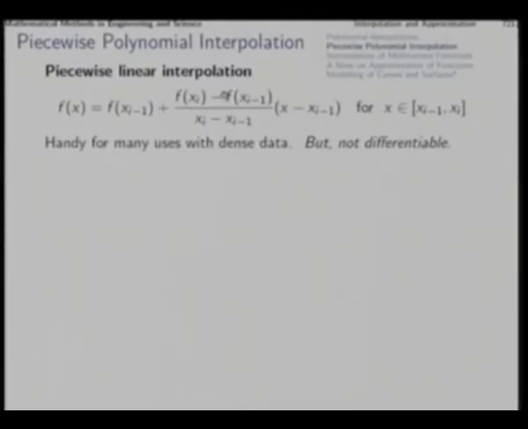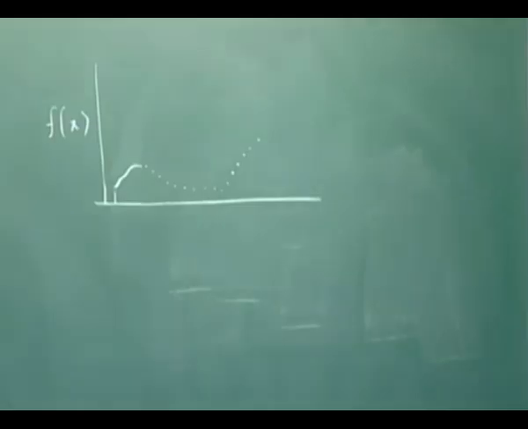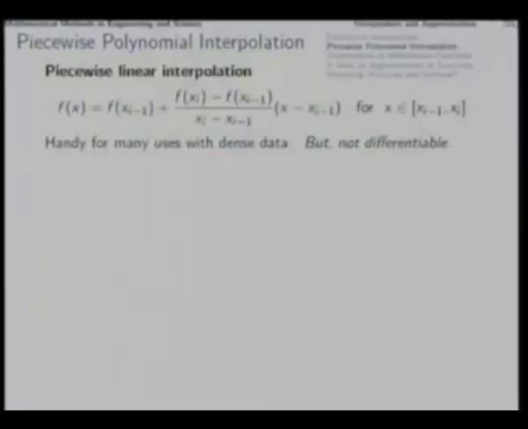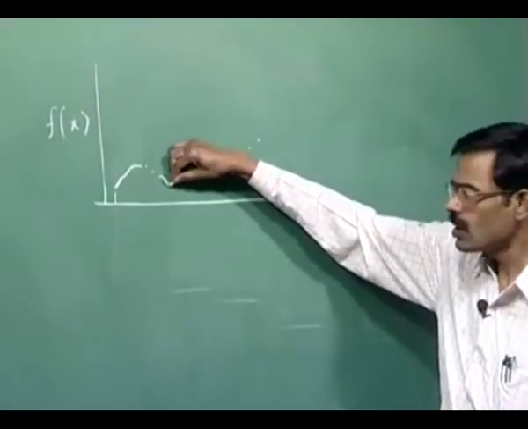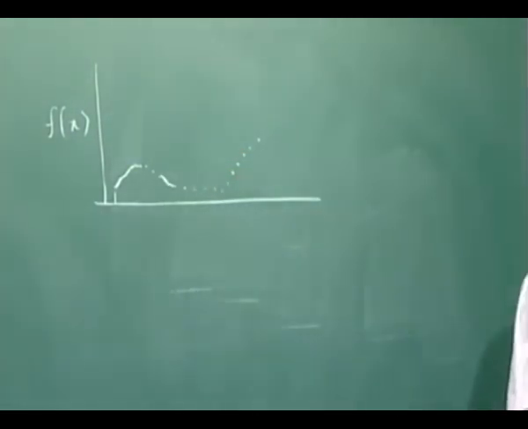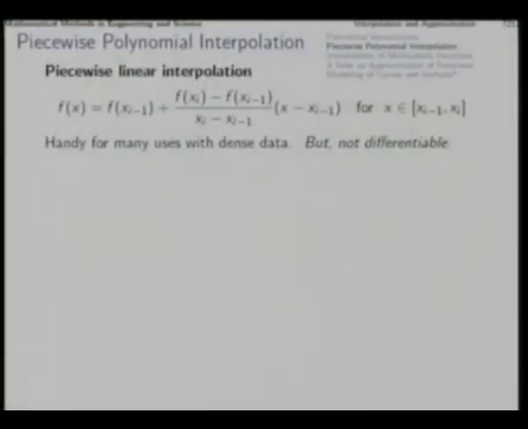But we have to keep in mind that this representation of the function will not be differentiable, because at the corners from this side there will be some slope and from this side there will be some other slope. So, this will not be differentiable. Okay. So, piecewise linear interpolation is not differentiable. You can see that this formula gives you the piecewise linear interpolation. Between xi minus 1 and xi, you will get this formula which matches xi and xi minus 1 exactly, and it is a linear expression. Okay.